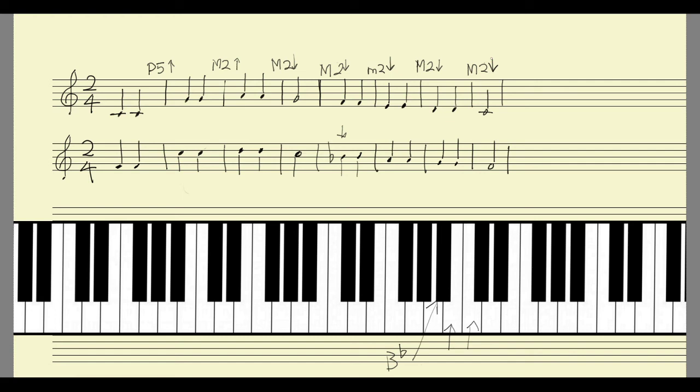Now we've given ourselves a really, really precise map of the melody of Twinkle Twinkle Little Star. Perfect fifth up, major second up, major second down, major second down, minor second down, major second down, major second down. In the next video, we're now going to investigate the melody that we wrote starting on F, but now investigate it with this very precise map of chromatic intervals and see what we discover.